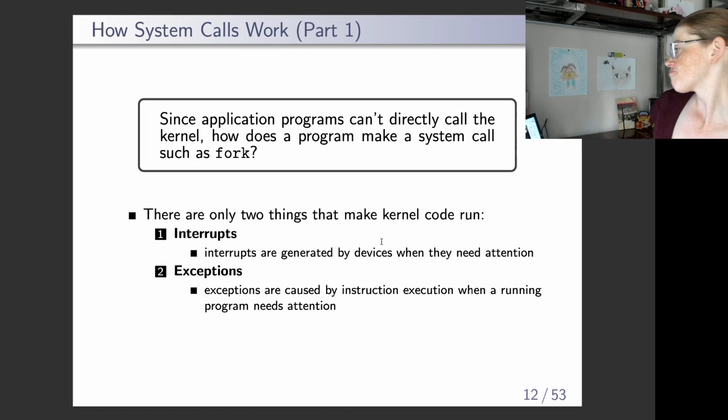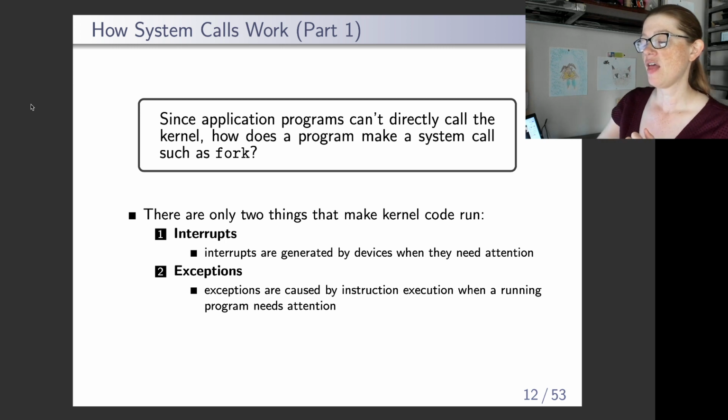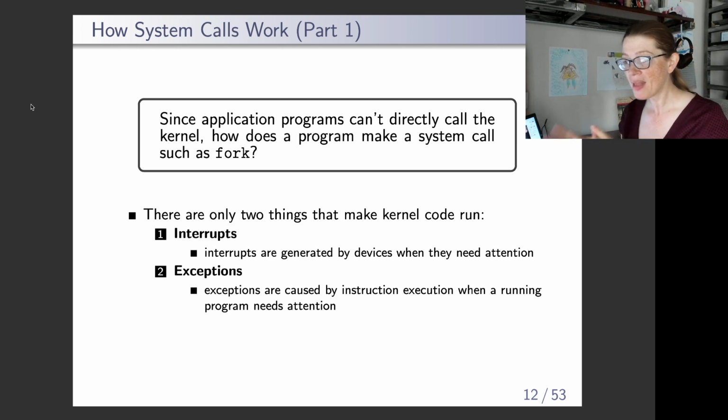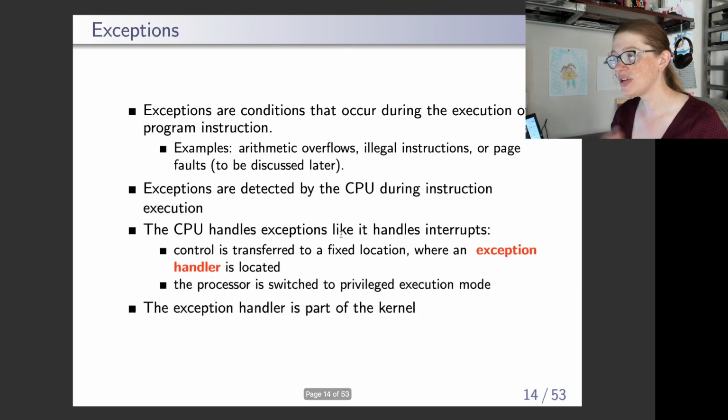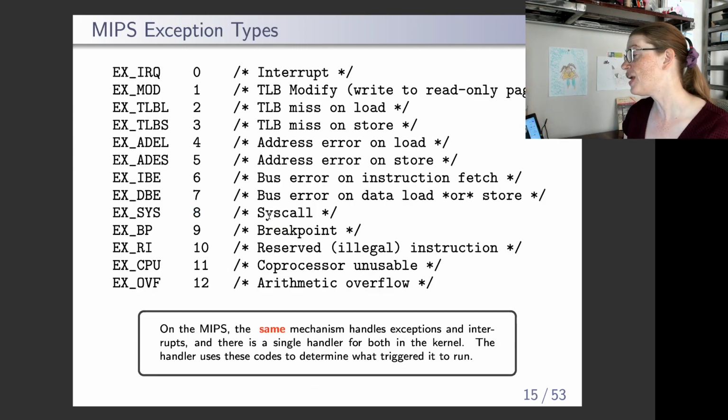So then, back to discussing how are we going to deal with the fact that our user programs can't access the kernel. We've mentioned a couple times now that there's really only two ways that you have to make kernel code run, and that is to either fire a hardware interrupt or raise an exception. And we talked about interrupts and we talked about exceptions, and we've mentioned the fact that on MIPS, specifically, both interrupts and exceptions are both considered exceptions.